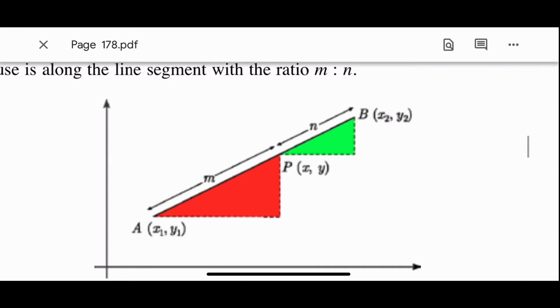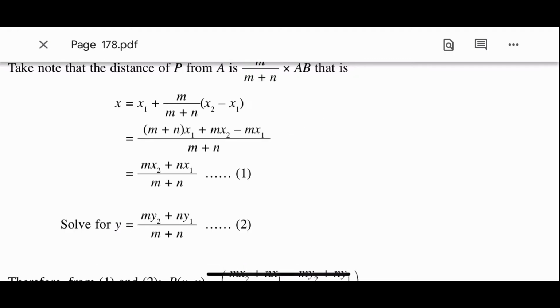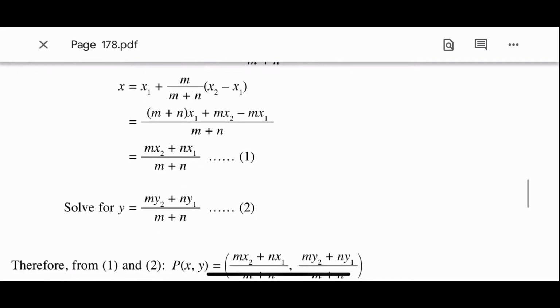So okay, we are going to discuss how to derive the formula for the triangle ratio m:n. There are two triangles with the hypotenuse ratio m:n. So the distance of P from A is m/(m+n) times AB. That is x equals x1 plus m/(m+n) times (x2 minus x1). And after simplifying, you will get x equals (mx2 + nx1)/(m+n).